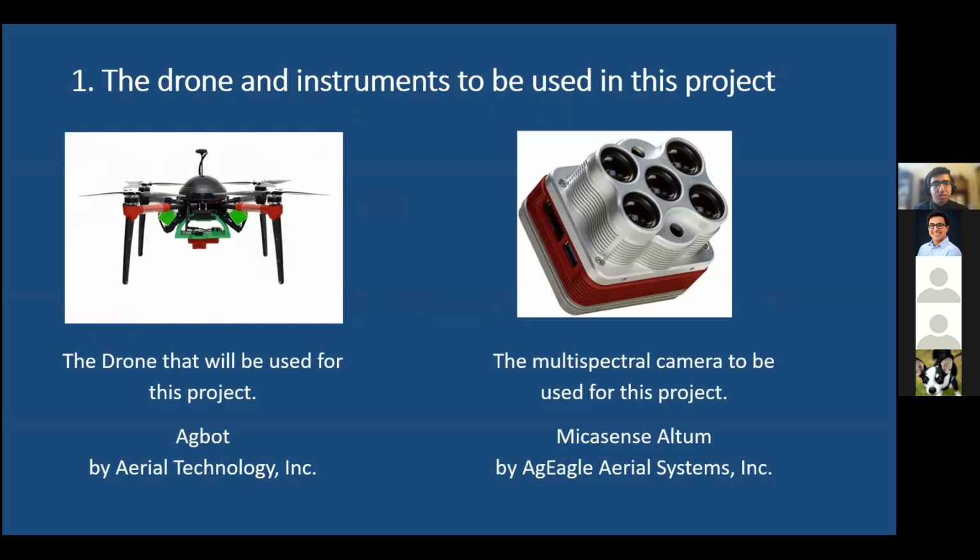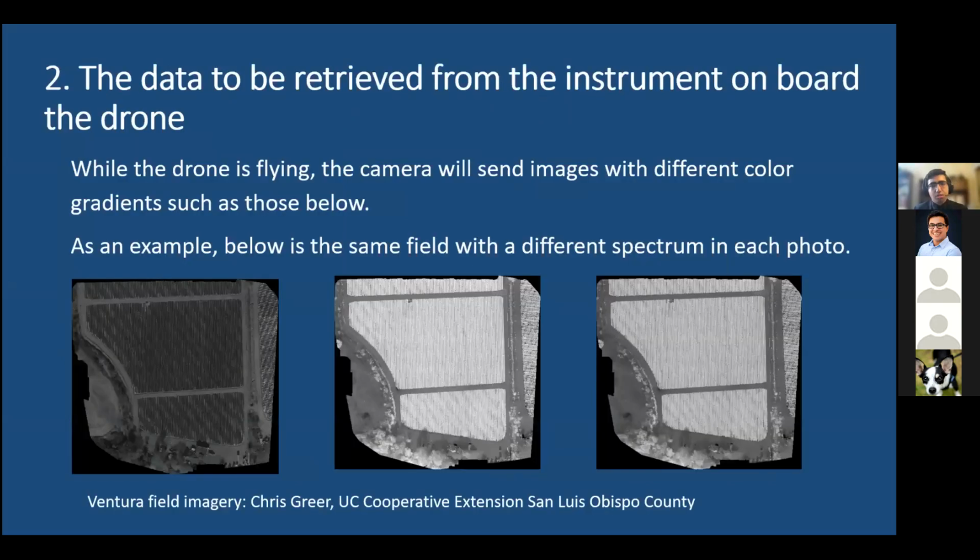We have the drone, which is the AG bot by Aerial Technology Incorporated. And we also have the multispectral camera, or the MicaSense Altum by AG Eagle Aerial Systems, which will be used to take the images. So the data to be retrieved from the instrument on board the drone.